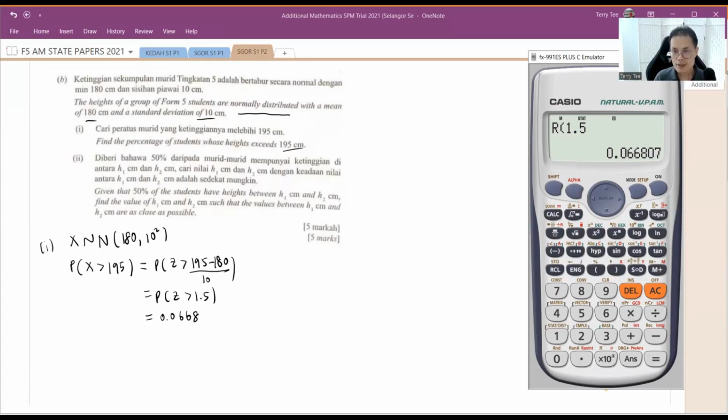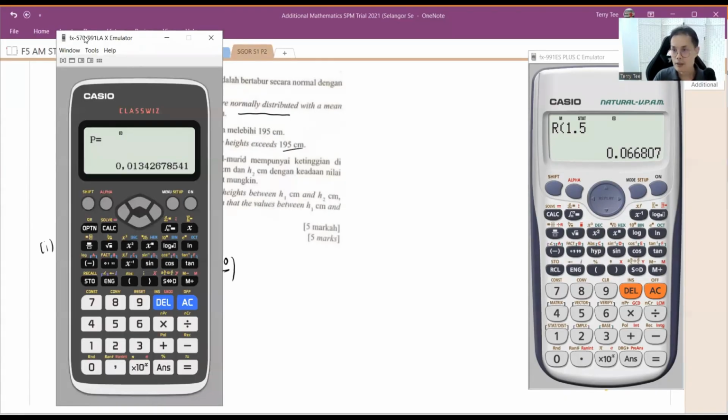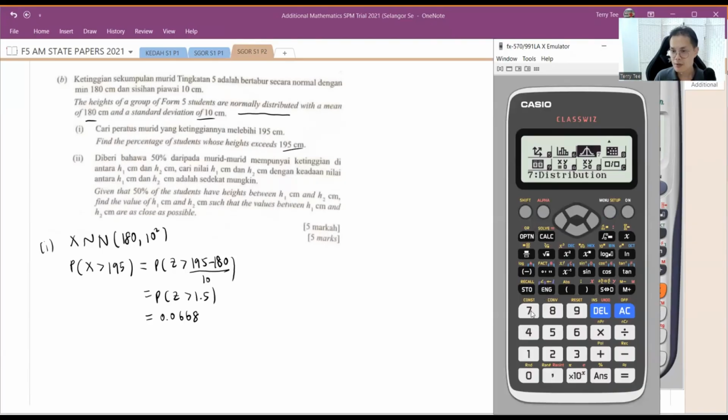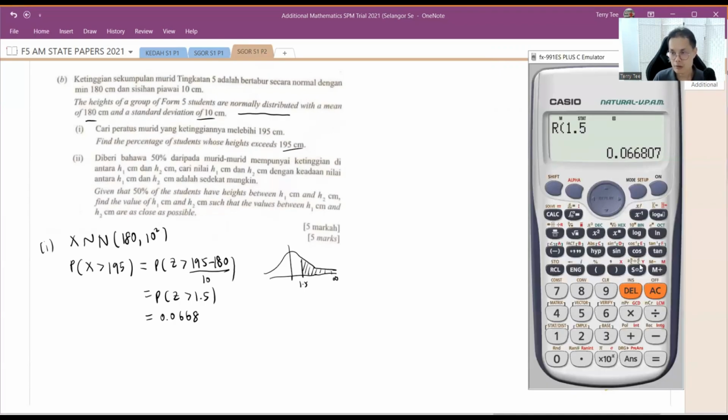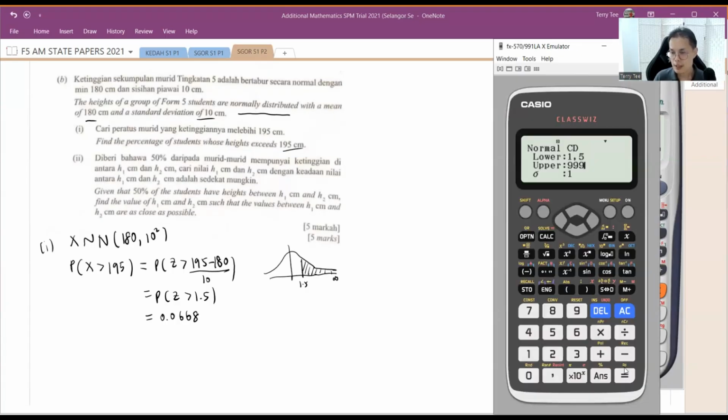Now if you're using this calculator, it's even better. You can press mode 7. Now, you have to go to normal CD number 2. If you want to calculate based on Z, then your lower tail is 1.5 because we start from 1.5. Your upper tail will be 999. You might think, why 999? Well, 1.5 is here. This thing goes all the way to infinity. Infinity means 999. You can put other figures. So it is 999, standard deviation 1.